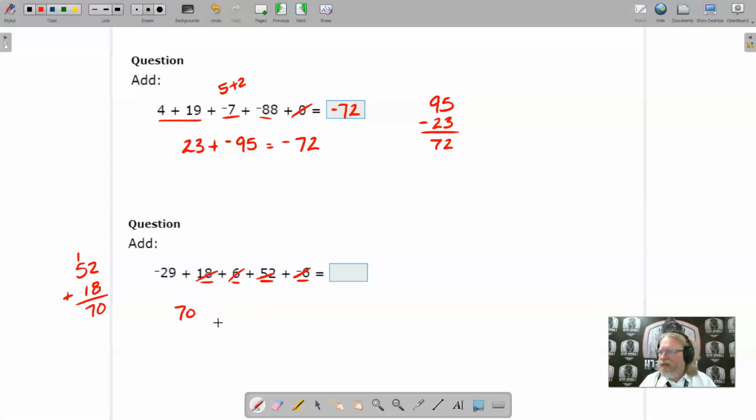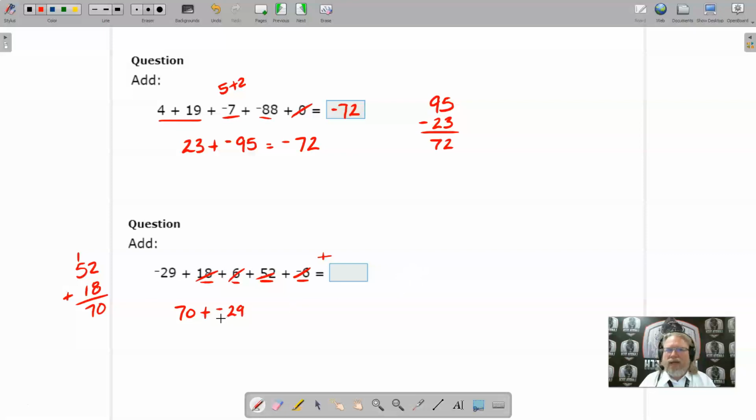And now that took care of the positive numbers. All we're left with is this negative 29, so we need to add that negative 29. So once again, we have a situation where one's positive, the other is negative, so we need to incorporate the absolute value concept. The absolute value of 70 is greater than the absolute value of negative 29. The 70 is positive, so our answer is going to be positive, right? But we need to subtract.